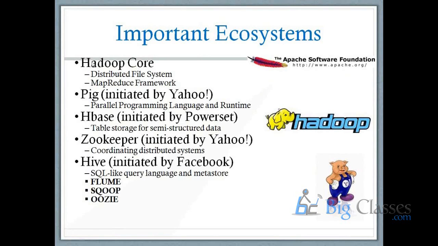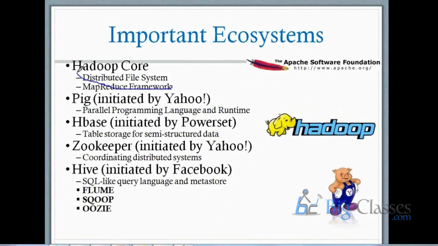Hadoop core is the first thing, which consists of HDFS and MapReduce. These are both components of Hadoop core. By using HDFS, you can store the data, and by using MapReduce, you can process the particular data. With these two things only, you can perform any operation. But we have some other ecosystems called Apache Pig.